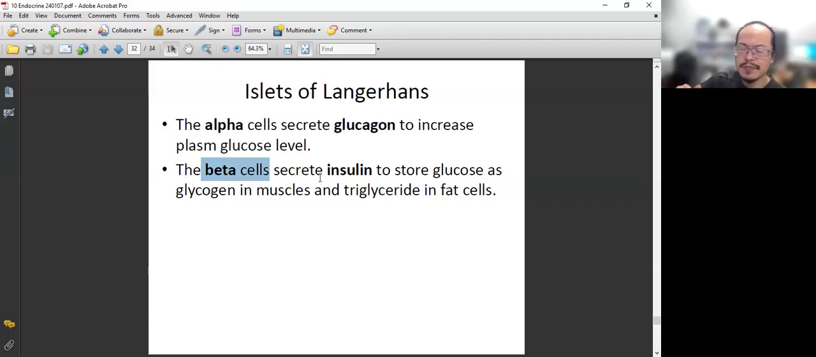Insulin gradually drops. It has less, so it cannot reduce the blood glucose level. The patient doesn't have enough insulin, and so you will have hyperglycemia, and that's type 1 diabetes. This usually occurs in younger people. It's an autoimmune disease, so it's genetically related.